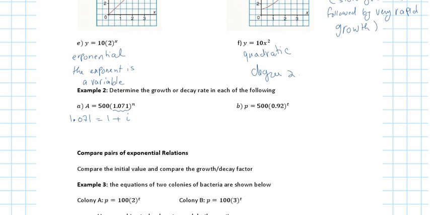Bring what over? Bring the 1 over, right? Because the I is already positive, you want to keep it there. So if I bring the 1 over, it's going to become 1.071 take away 1 equals I. So that's going to be 0.071 equals I. So what's your growth rate in this case? 7.1, right? So the I is 7.1%.